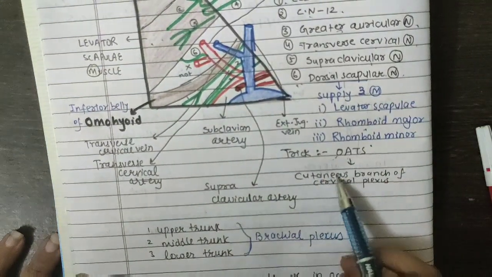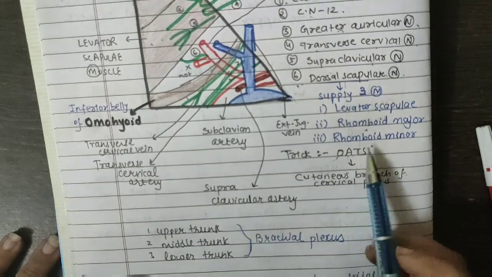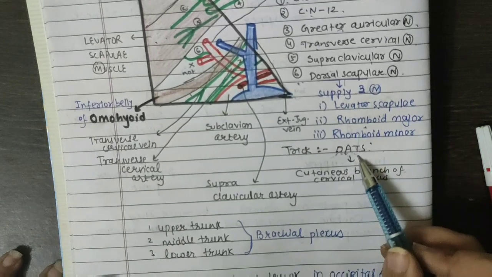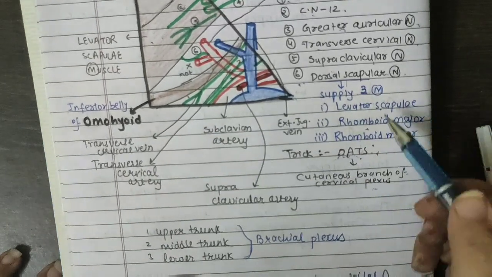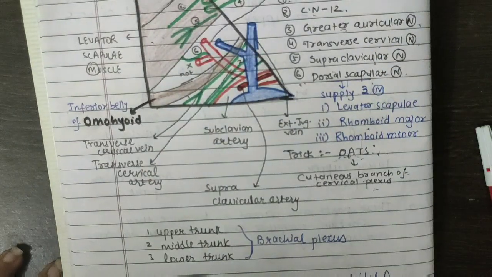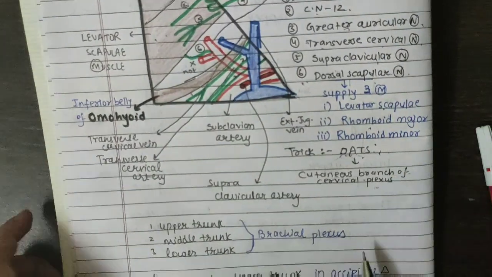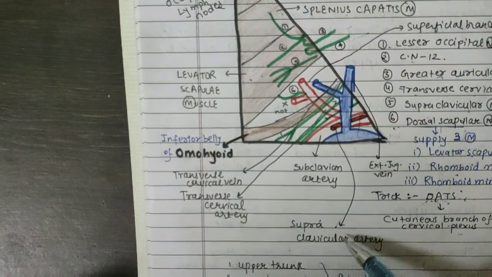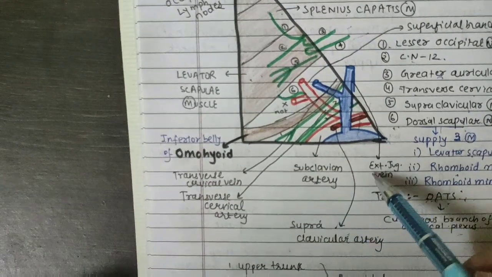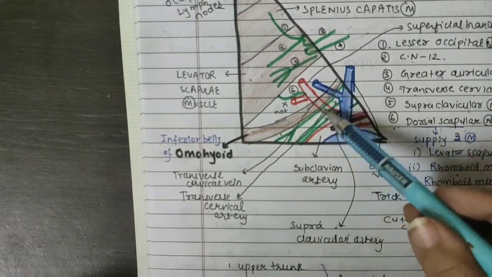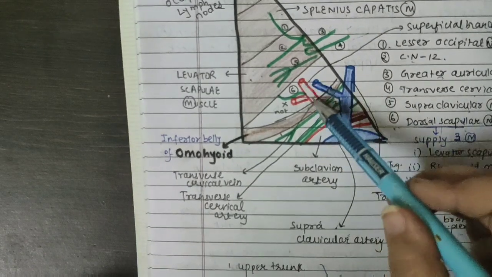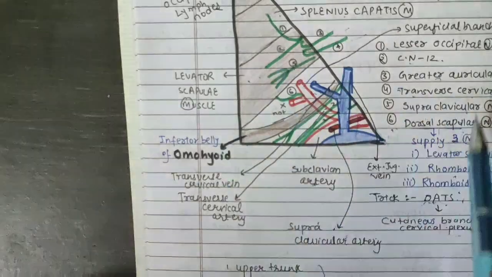Okay, and also there's one trick to remember, OATS. The cutaneous branches of the cervical plexus are OATS. O means occipital nerve, A means greater auricular nerve, T means transverse cervical nerve, and S means supraclavicular nerve. The other 2 nerves are not the cutaneous branches of the cervical plexus. Okay, now coming on to the subclavian triangle. Here we have supraclavicular artery, subclavian artery, external jugular vein, transverse cervical vein, transverse cervical artery, superficial branch. So this is all about it.